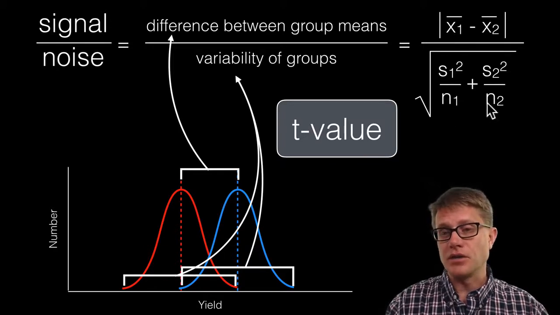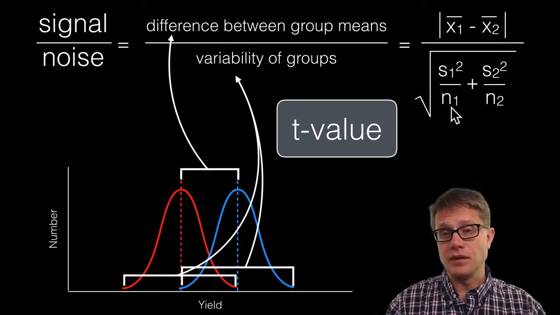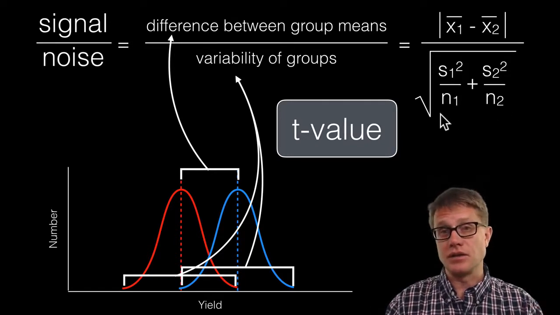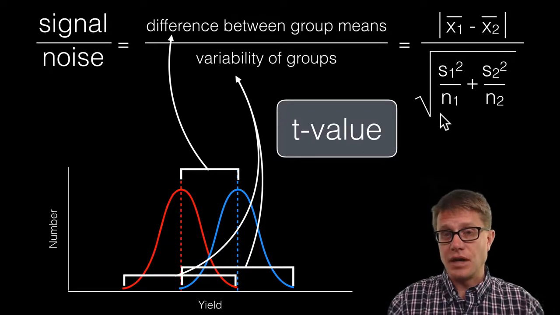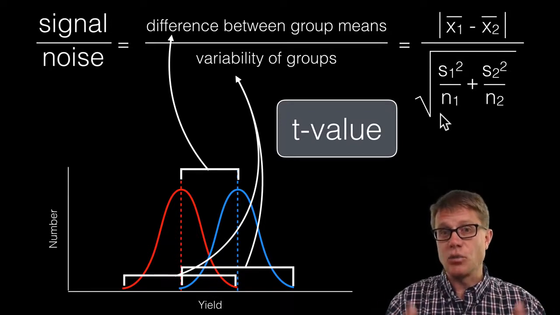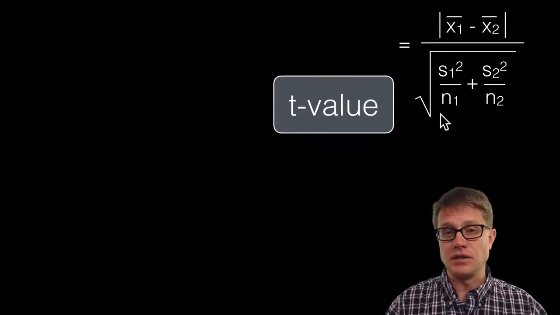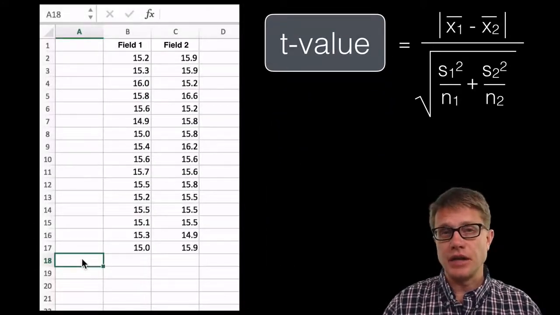Now, the other factor in here is going to be the number of samples that I'm taking. As I increase the number of samples, that will actually increase the signal up to a point. And so again, the difference between the means is going to give us more signal, higher t-value, and increasing that variability is actually going to decrease it. So let me show you how to calculate that t-value.